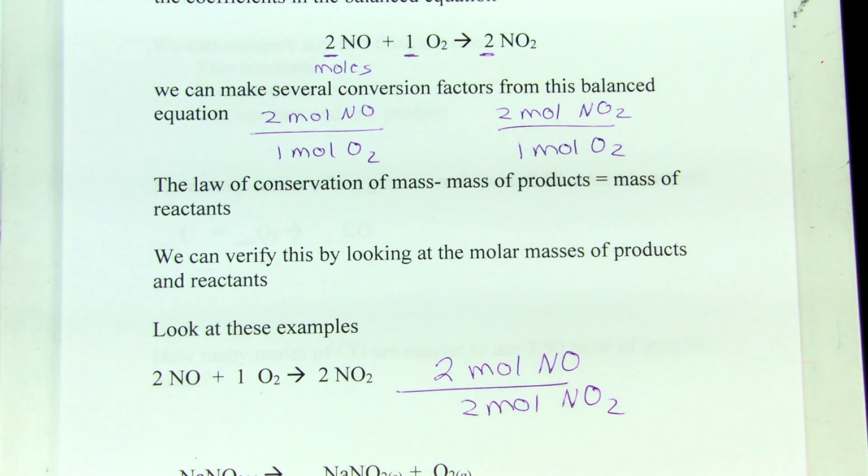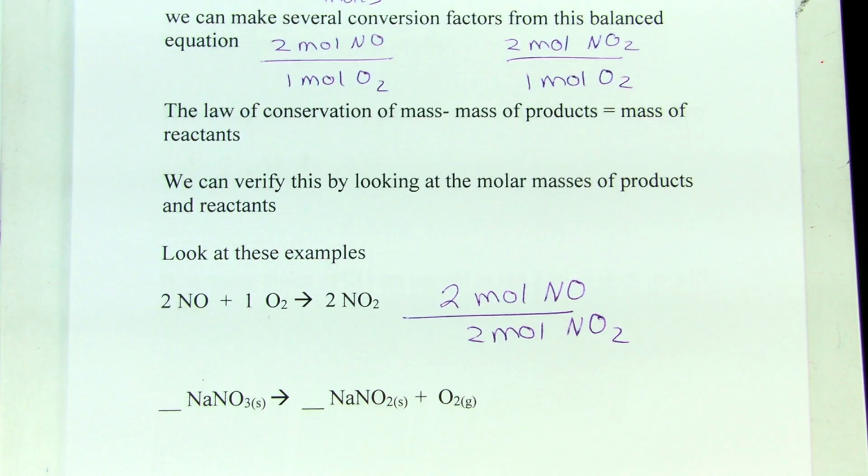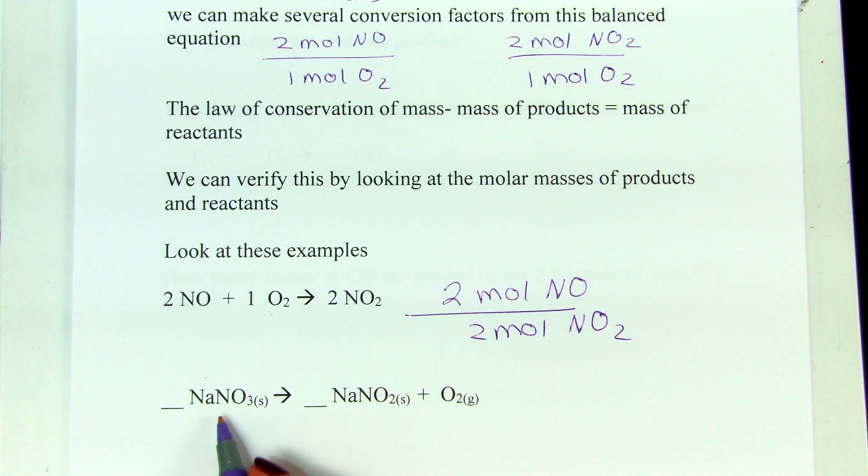And I just choose whichever two things I'm interested in. Now, how do you know what you're interested in? You read the problem, and the problem will say, how much of this can you make from that? So the this and the that are the two things you're interested in. So let's look at this one. What do I do here to start off?